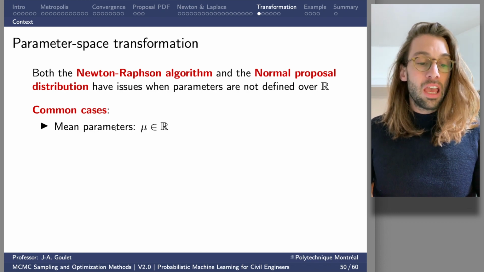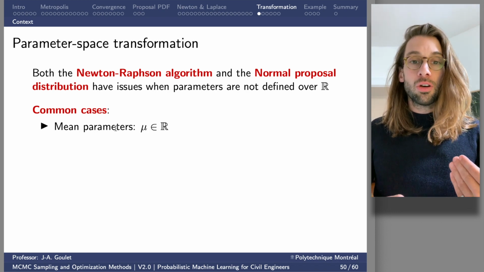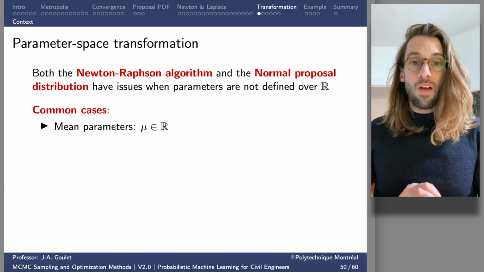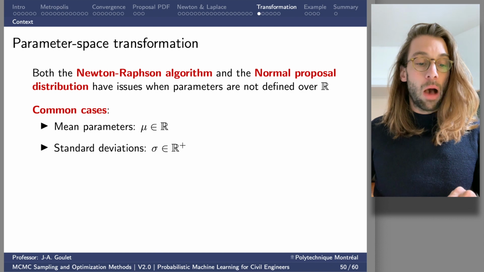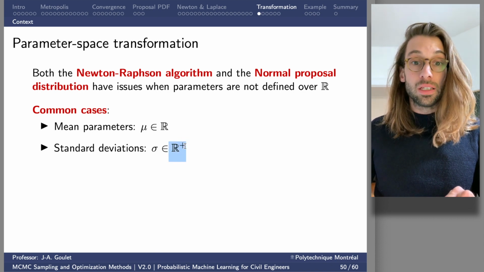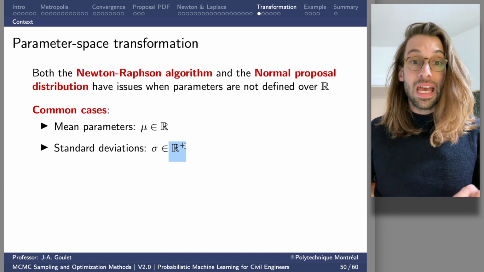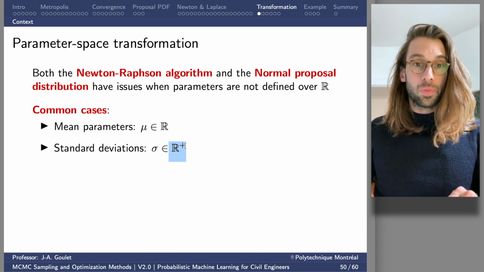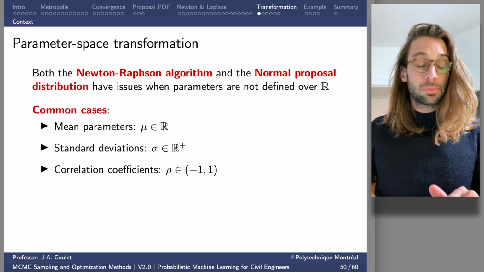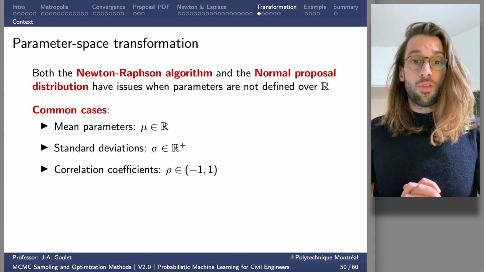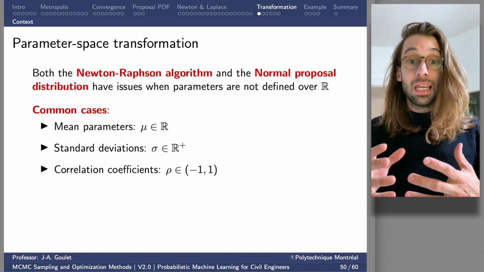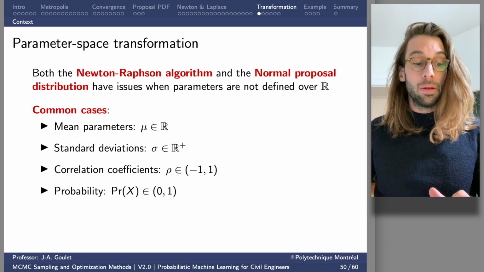For instance, if we're trying to obtain the posterior for a mean parameter value, okay, the mean is intrinsically defined in the real space, so it's no problem. However, if we look at a standard deviation, this is defined only in the positive real space. It's not defined to have a negative standard deviation. Same thing for a correlation coefficient. If we want to find our posterior for a correlation coefficient, this is defined in the range -1 to 1.